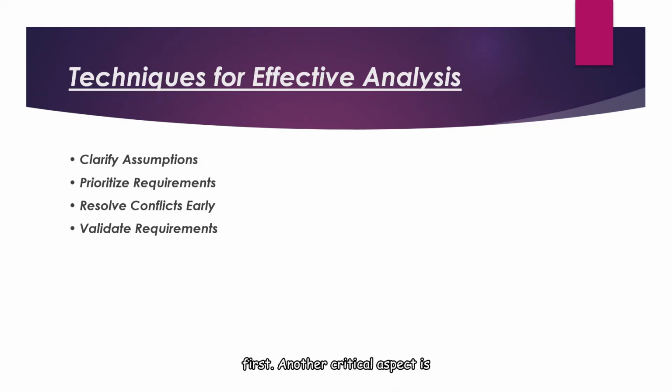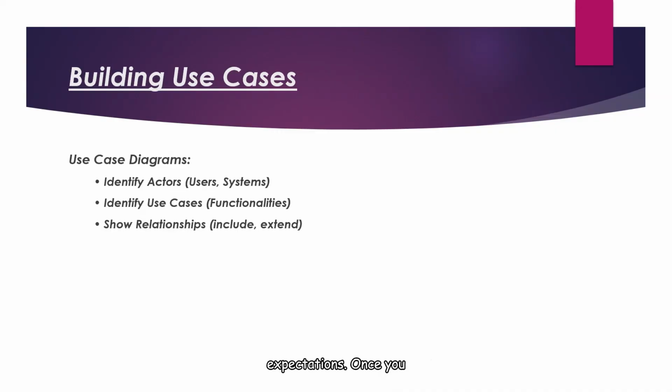Another critical aspect is to resolve conflicts early. During requirement gathering, you may encounter conflicting requirements. For example, one stakeholder might want a feature that requires high-speed performance, while another wants a more feature-rich system that requires more processing power. It's important to bring these conflicts to light and resolve them before moving forward. Lastly, always validate your requirements with stakeholders. Requirements are dynamic, and as you progress, things may change. Regular validation ensures you are building the right thing and meeting user expectations.